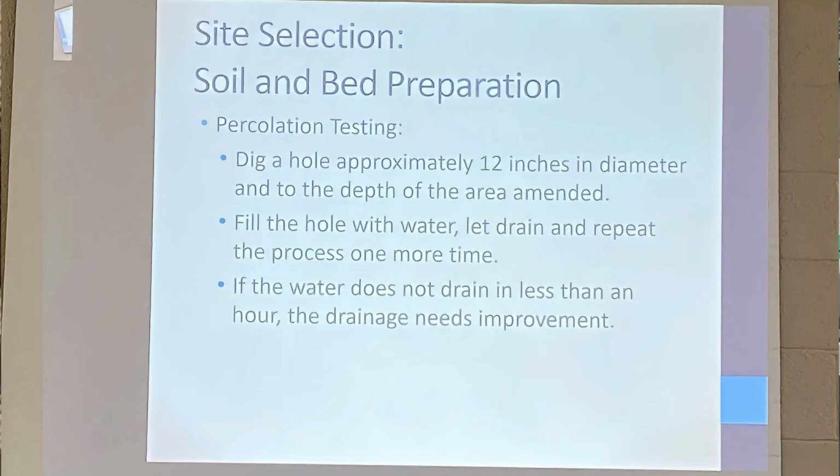Site selection, soil and bed preparation, percolation testing. Dig a hole approximately 12 inches in diameter and add to the depth of the area amended. Fill the hole with water, let drain, and repeat the process one more time. If the water does not drain in less than an hour, the drainage needs improvement.